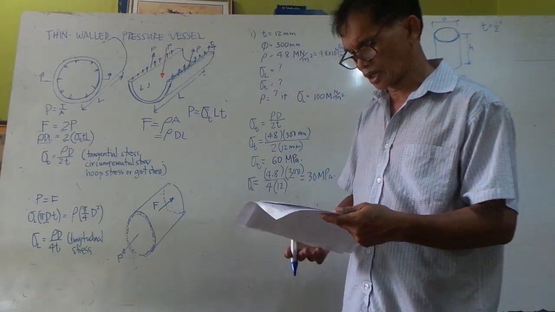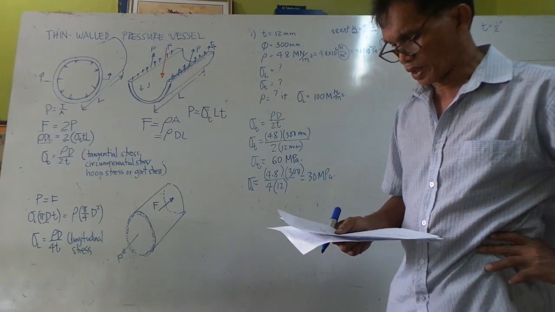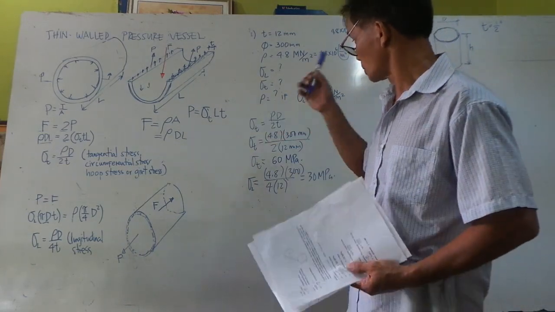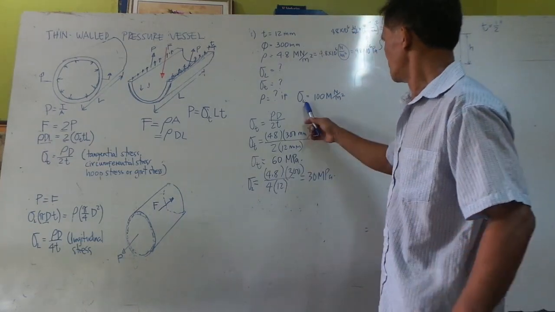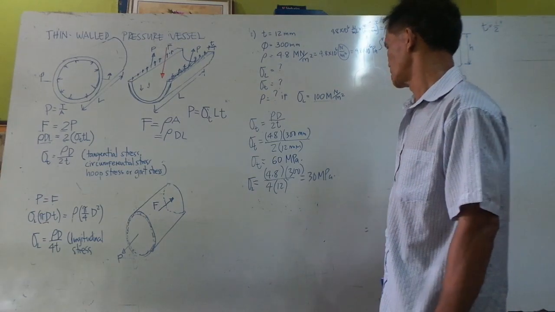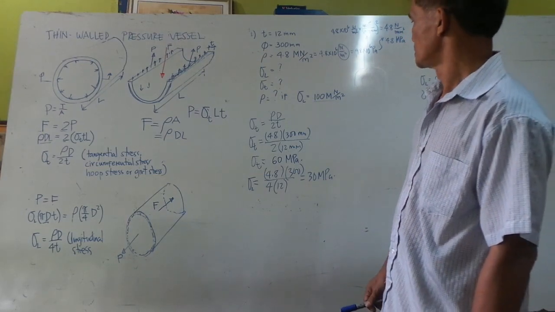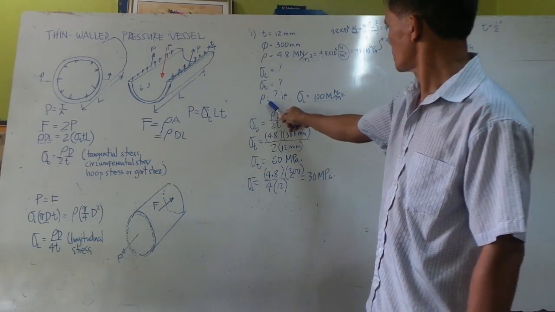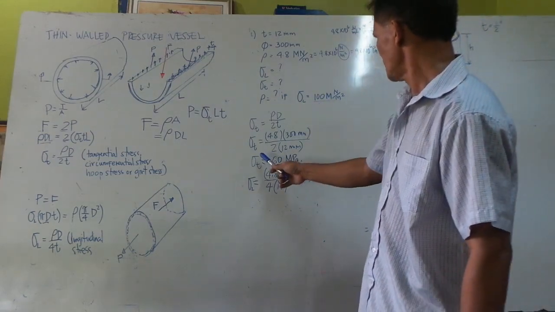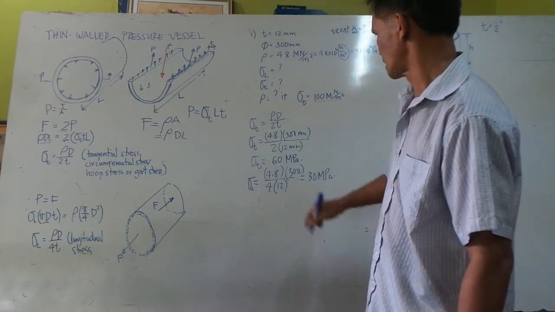Then the second question is, to what value may the internal pressure be increased if the stress in the steel is limited to 100 megapascal? So we base the pressure we will put on whichever stress increases to the limit. If the pressure increases, we base it on the critical stress. The tangential stress is the critical one.